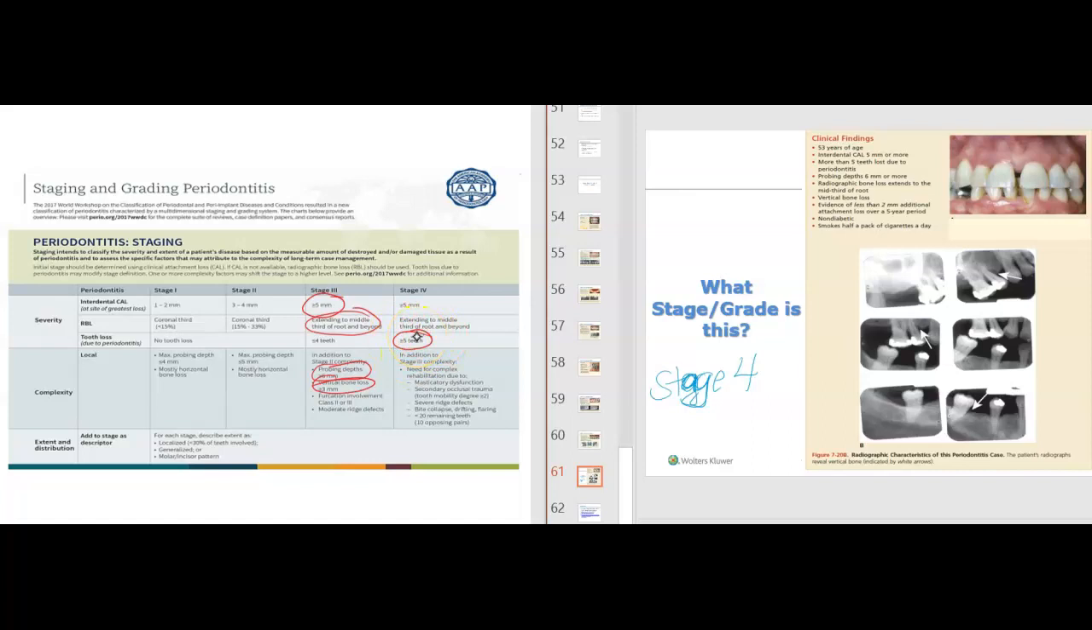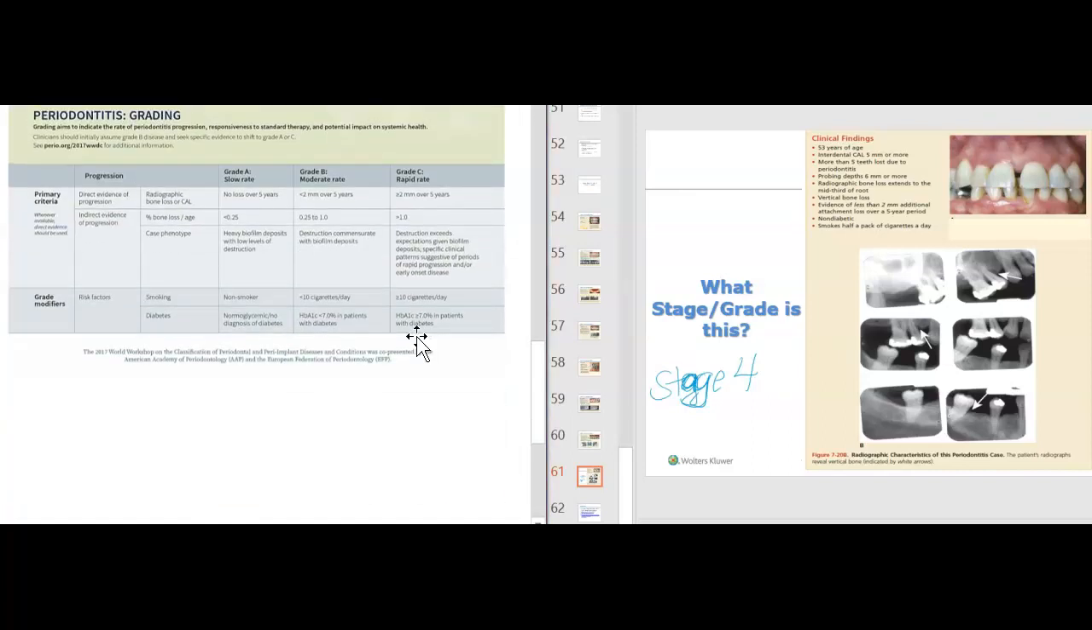Okay, let's move on. Let's look at the grading. When we're looking at the grading, it says that there is evidence of less than 2 millimeter additional attachment loss. One thing I want you guys to know is anytime we grade, automatically assume that the client is a grade B, unless you have evidence to shift them to a grade A or C. So automatically, I'm assuming he's a grade B. But let's look at all the information here.